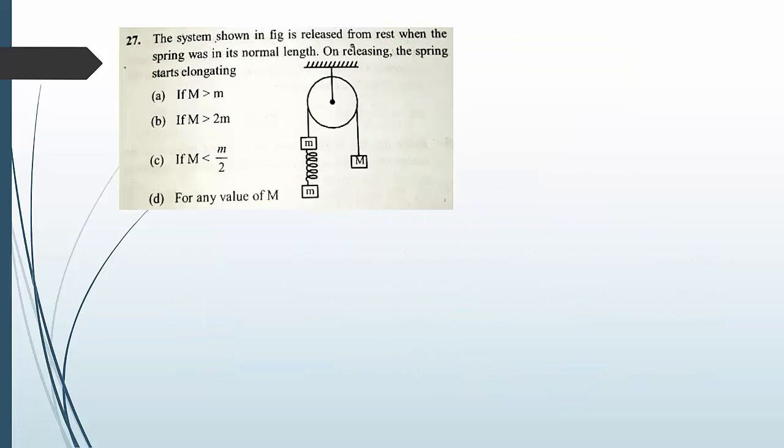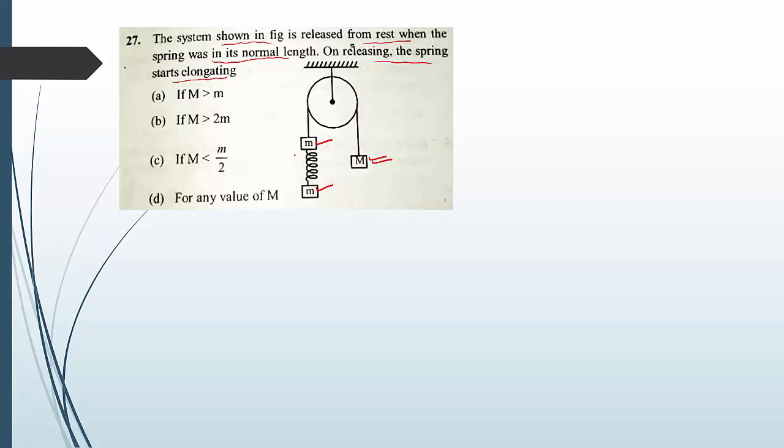27th question. The system shown in the figure is released from rest when the spring was in its initial normal length. On releasing, the spring starts elongating. You can observe this picture. Acceleration of both the objects. Both are having mass m and m, which is connected to the spring. Acceleration of both m and m will be 0 after releasing. But this capital M, this object will be accelerated down.